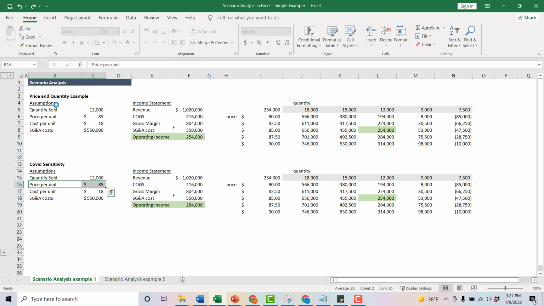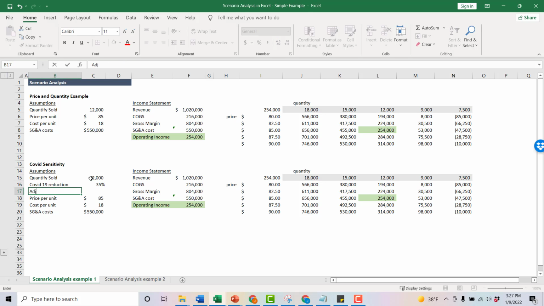We're going to shift these cells down. So we're going to say COVID-19 reduction, we're going to call it. And let's just peg that at 35%. So we're going to say the business went down 35%. And that's going to give us an adjusted quantity sold, times 1 minus this adjustment, and it gives you 7,800 units sold. Now we have to update real quick our revenue. Our costs are both going to be now based off that adjusted. And this puts you in a loss position.